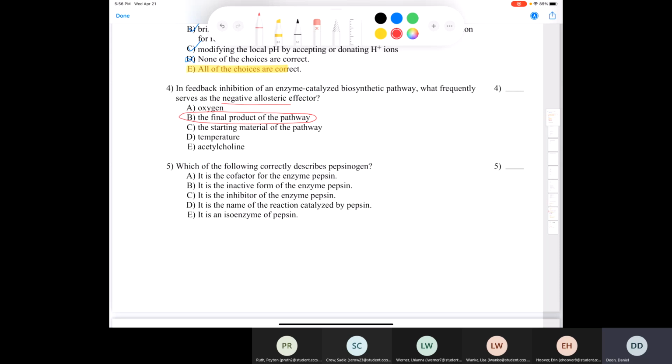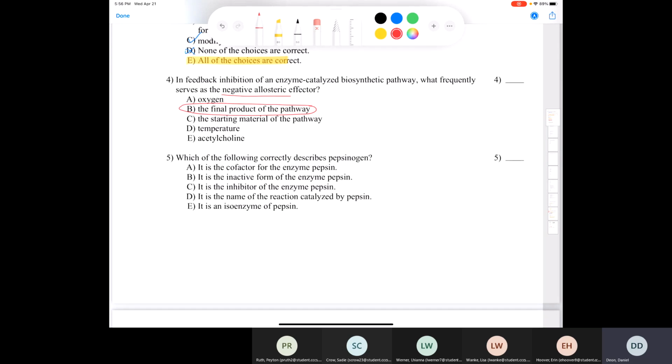Question 5, which of the following describes pepsinogen? Pepsinogen is a zymogen. Well, we went over that in class, so a zymogen, or a proenzyme, same thing. So pepsinogen: it is a cofactor for the enzyme pepsin. It is the inactive form of the enzyme pepsin. It is the inhibitor of the enzyme pepsin. It is the name of the reaction catalyzed by pepsin, or it is an isoenzyme of pepsin.